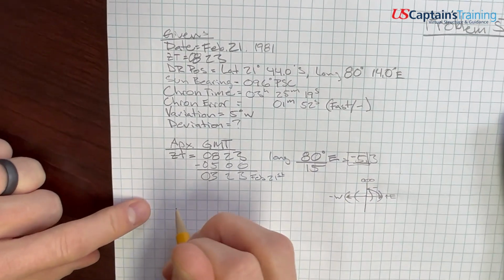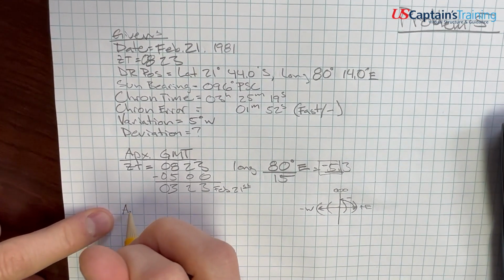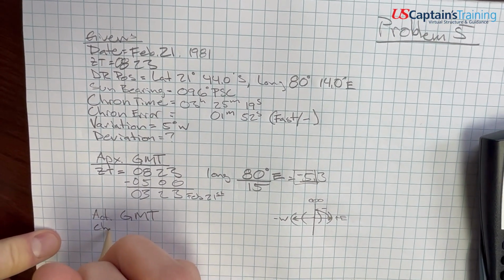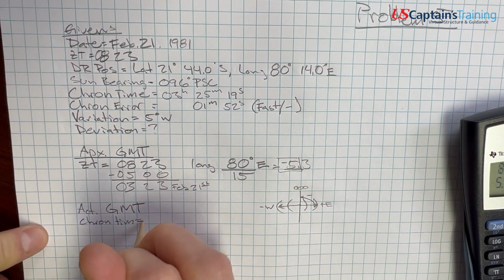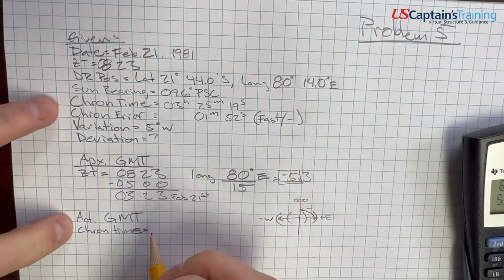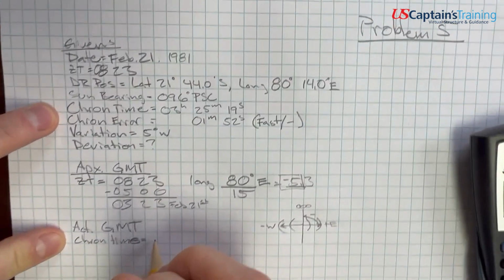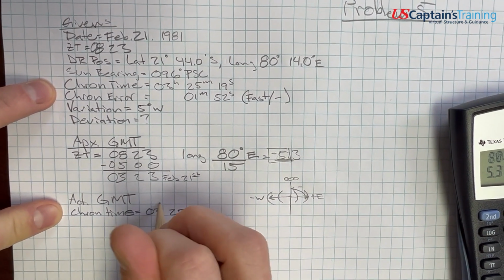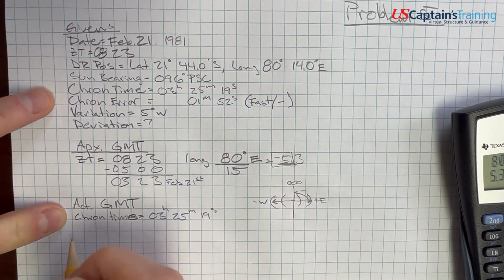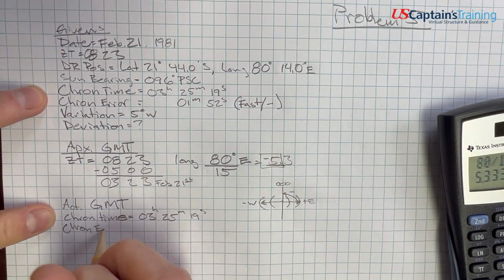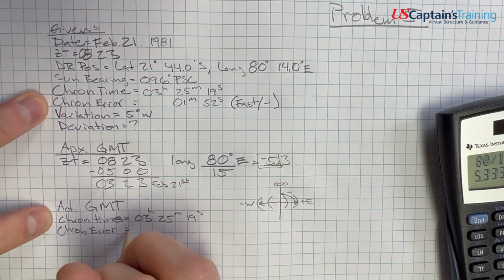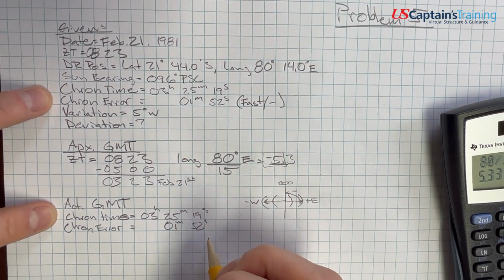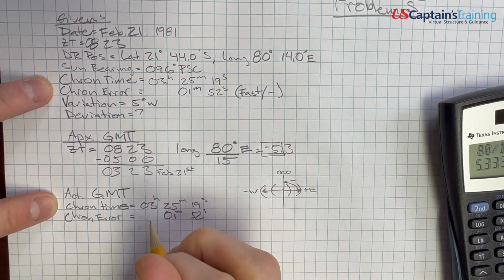So let's look at our chron time and get the actual GMT. We take our chron time, which is 03:25:19, and these are hours, minutes, seconds. And then we get our chron error, which is 1 minute 52 seconds. Do we add or subtract it? It's fast. We subtract it.